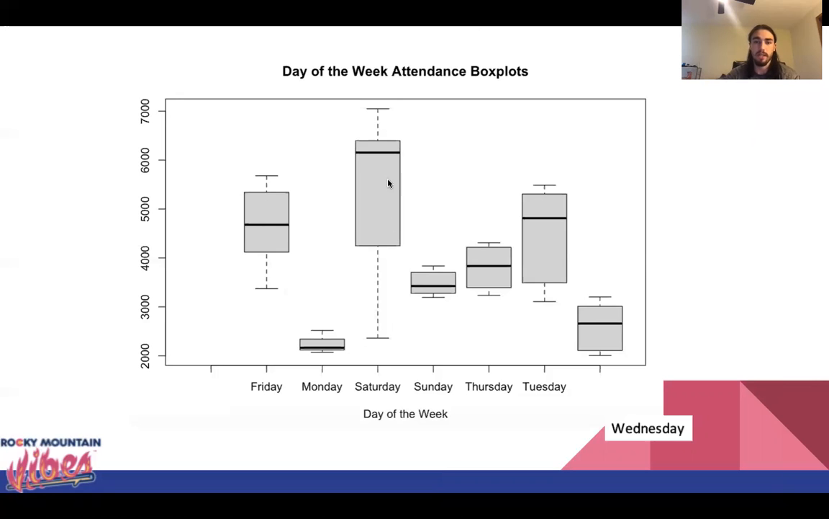We also see a huge range for some, like Saturday. It's interesting to look at. We wonder if this was maybe one of those rainy days where it was super low because most of their other observations were higher.